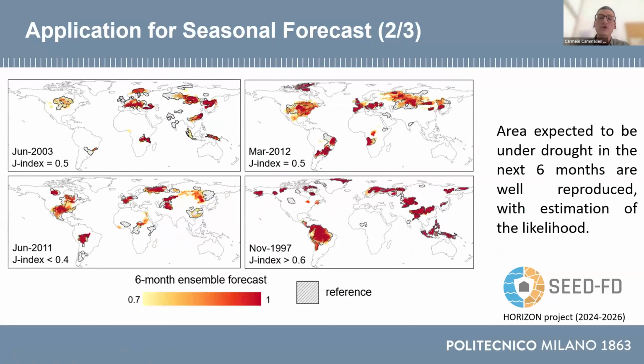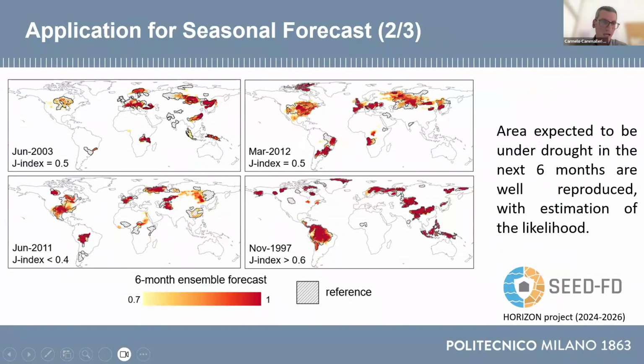So how does a forecast based on clustering look like? It looks like something like that. The color scheme basically represents how many ensemble members provide a clustering for that region in the next coming 6 months. So it means that the darker the shade, the more likely it is that this part of the world will be included in a cluster of drought.